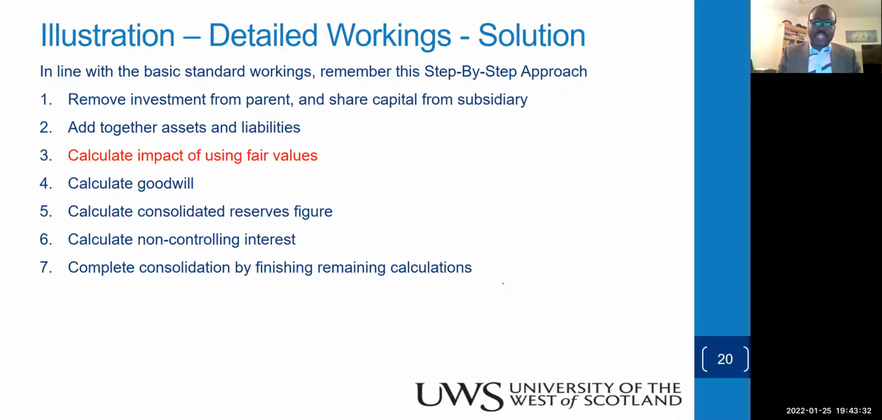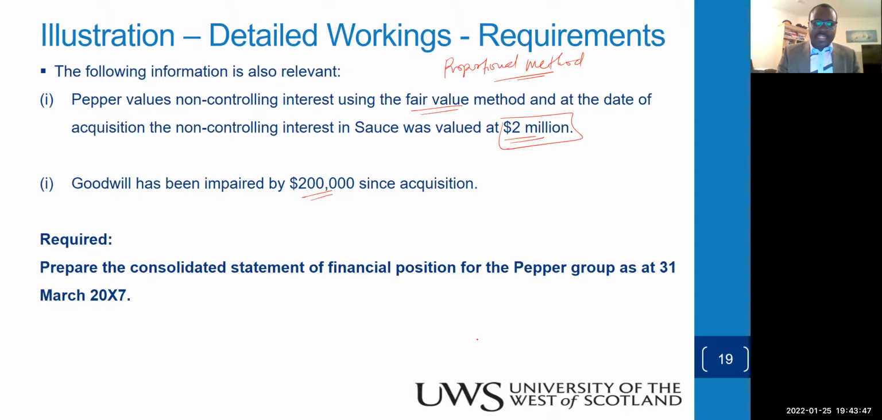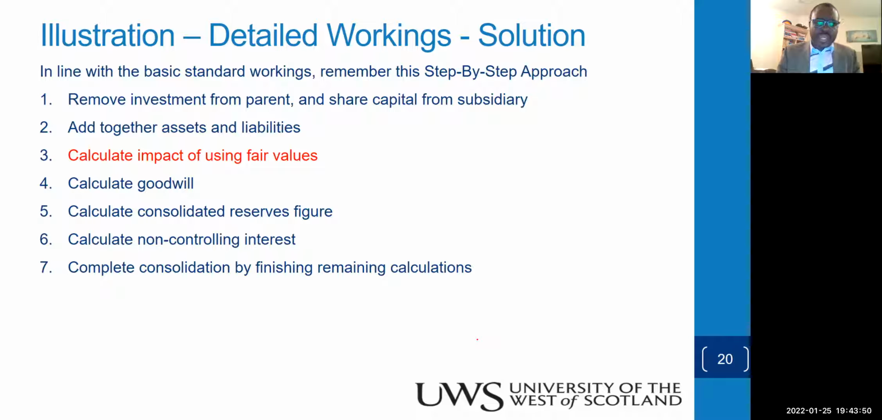Again, we add together all the assets and the liabilities. So we end up adding this to this. We add the current assets, and any liabilities we add. That's another step, very easy. And then the next step tells us that we find the impact of fair values. I've highlighted it red because we'll look at it again towards the end of this particular lecture. This question doesn't have any fair value, so we'll look at another example.